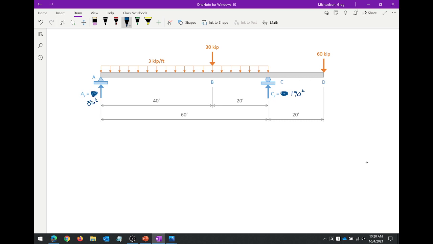So when you're drawing the shear diagram and drawing the moment diagram, you need to revert back to what's actually on the beam, okay? So I'll go ahead and tell you, if you use that point load, you will get the wrong answer, okay? This is what's actually on the beam. Okay. So let's draw our shear diagram first.